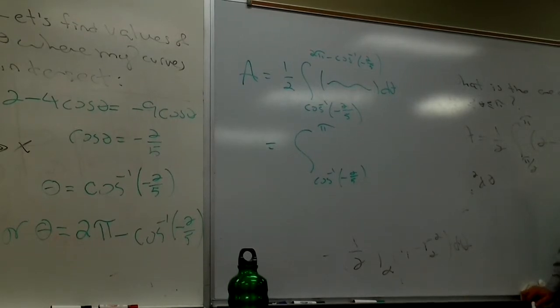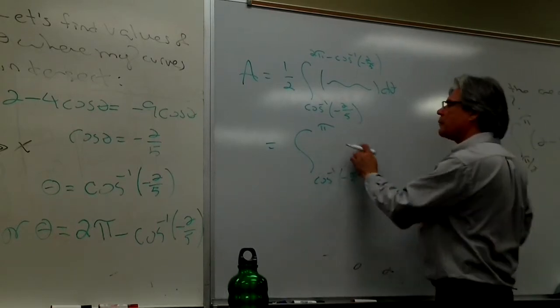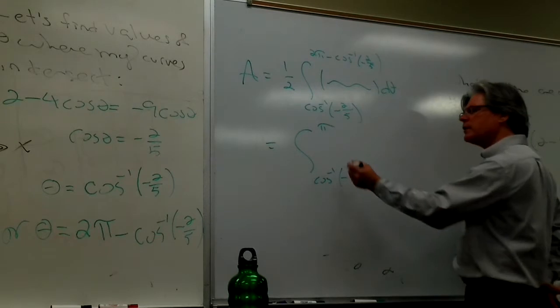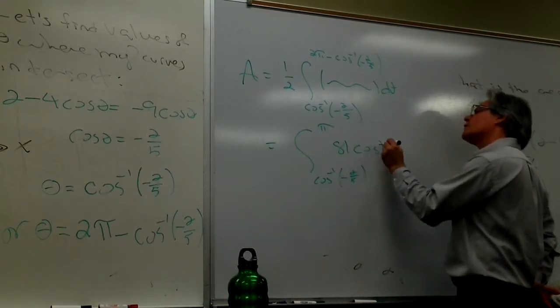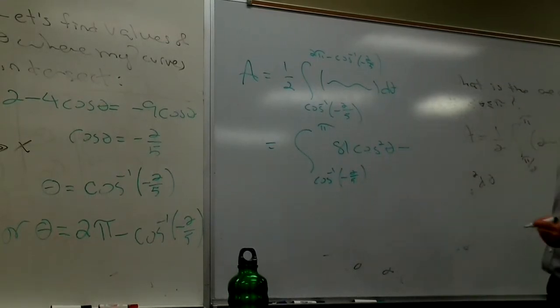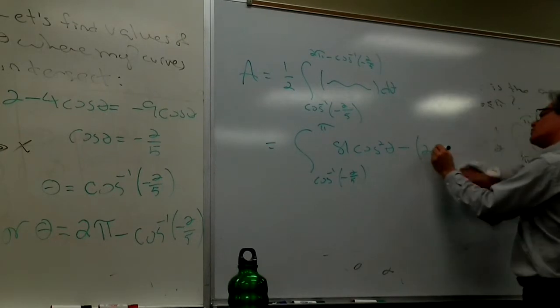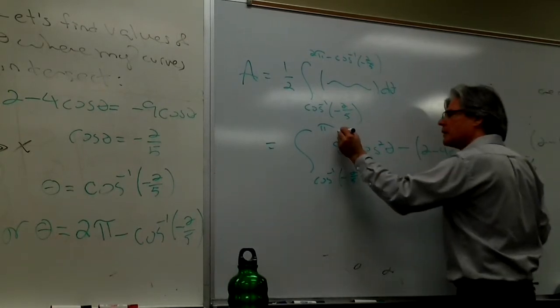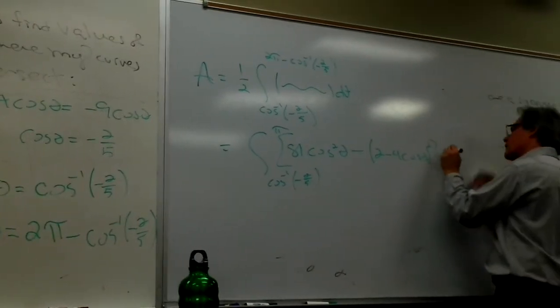Alright, so I flubbed it up. I forgot the squiggly line in green. I'll put it in. I think I've got the outer radius squared, which is 81 cosine squared of theta, minus the inner radius squared, which is 2 minus 4 cosine of theta quantity squared, and I'm going to anti-differentiate with respect to theta.